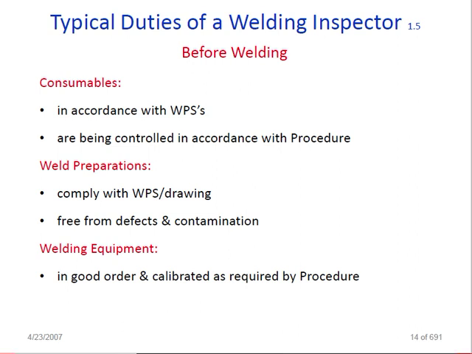Welding equipment should be in good order and calibrated as required by the procedure. Definitely, welding equipment needs to be calibrated; without calibration, you cannot start the welding. The calibration frequency may be 3 months, sometimes 6 months. Sometimes the welding voltmeter and ammeter do not give proper values at the time of welding, so we can check the calibration again. If there is a repair needed for the welding machine, then you have to replace it with a new machine.